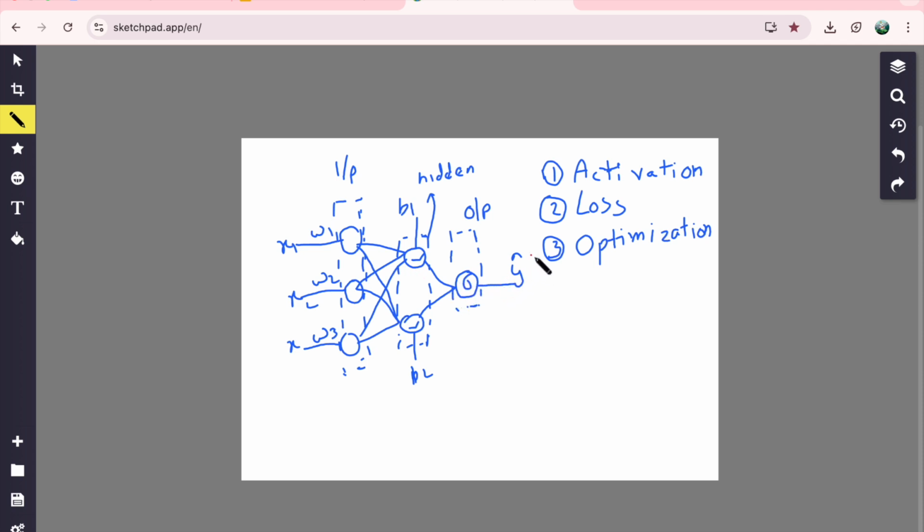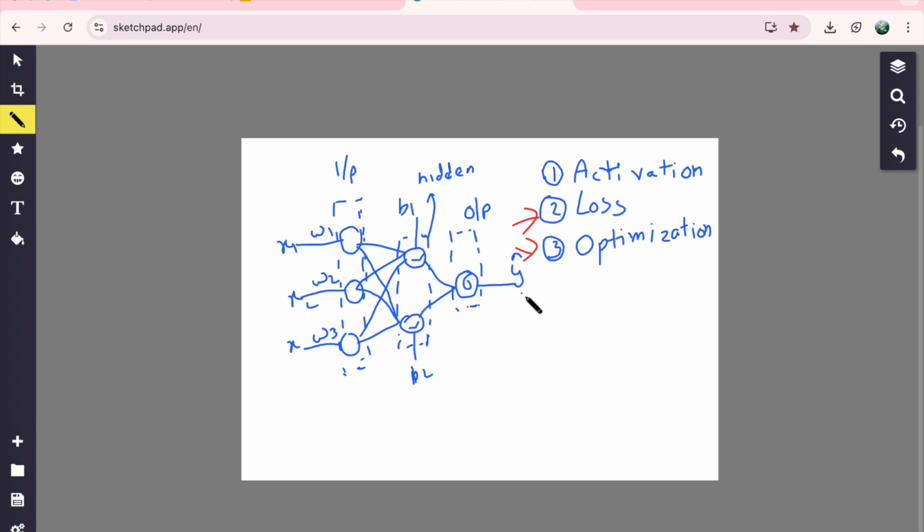Okay, then we have our y hat, which is the output, x1, x2, x3, which are the inputs, and the associated weights w1, w2, w3. Okay, so I guess this covers all the components of a normal neural network. I forgot these two, that is loss function and optimization function.